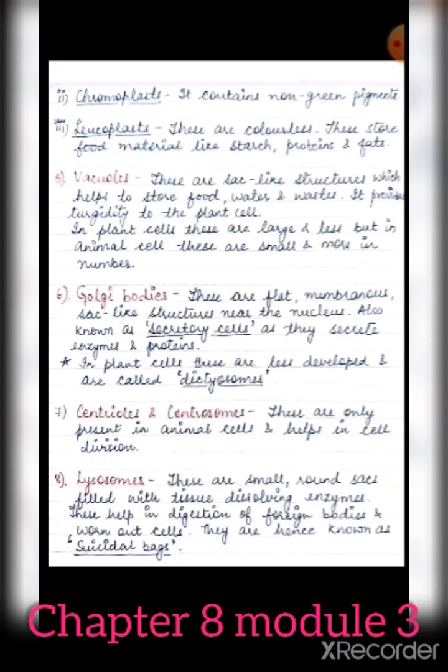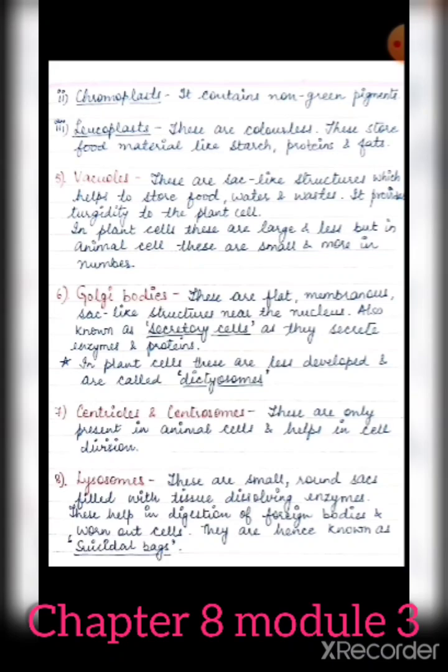Then seventh one is centriole or centrosome. Actually, the centrioles are two in number and they are called centrosome. They are combined in a structure that is known as centrosome. So these are only present in animal cells and they help during cell division. When the cell gets matured and it divides, then centriole is helpful in cell division.